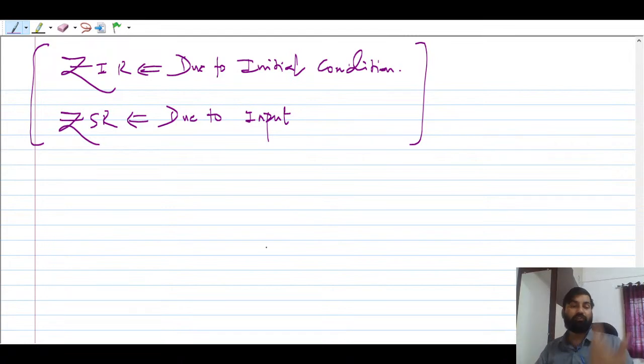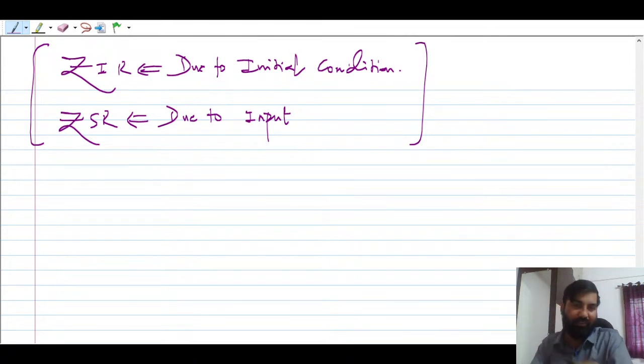How can you find ZIR? With the help of initial condition. Look, zero input response means the input is not going to play any kind of role in order to determine ZIR. Remember this. ZSR means due to input, because of input. Here the initial state, the initial conditions on state, is not going to play any role. So zero state response is due to input.